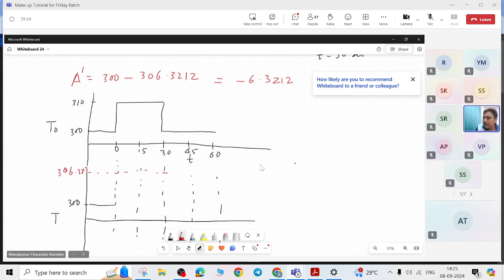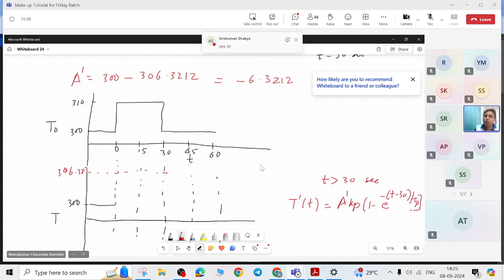So in this case, when t is greater than 30 seconds, the expression we are expected to get is T dash of t equals A dash Kp times 1 minus e raised to the power minus (t minus 30) seconds by tau P. This is the expression we are expected to get. Do you all agree with me or not? Yes, sir. So this is the expression we have to use when t is greater than 30 seconds.